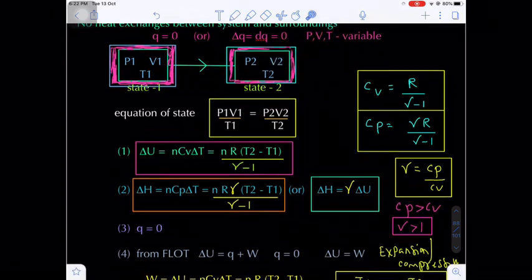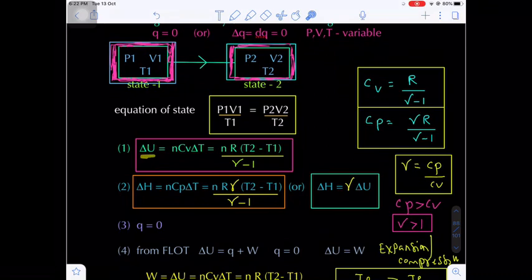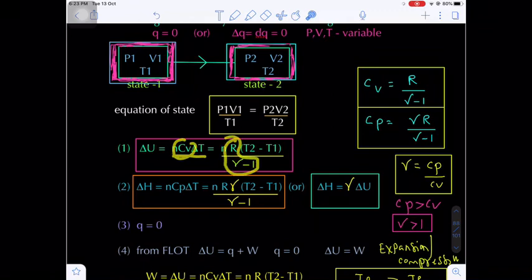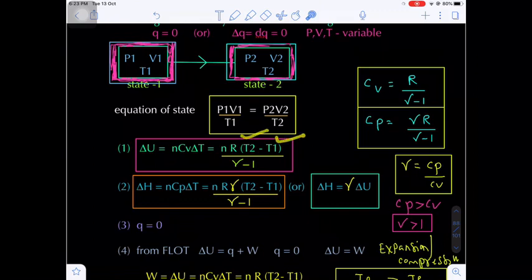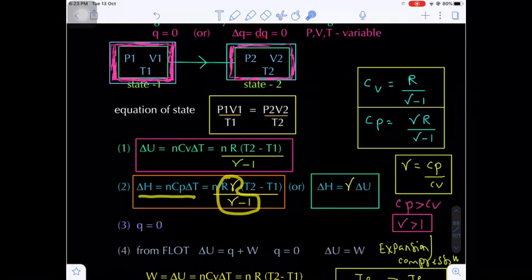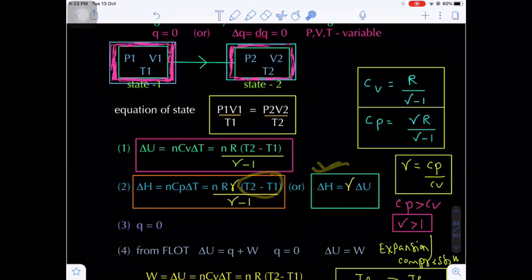Now here, how to find the change in internal energy? That will be equal to nCV delta T. Here CV is nothing but R/(gamma minus 1), and the change in temperature will be T2 minus T1, where T2 is the final temperature and T1 is the initial temperature. Now how to find del H? That will be equal to nCP del T, where CP equals R times gamma/(gamma minus 1), and T2 minus T1. And one more relation we know: del H is equal to gamma times del U.